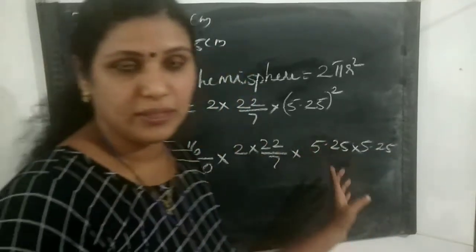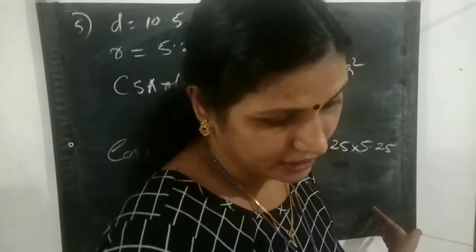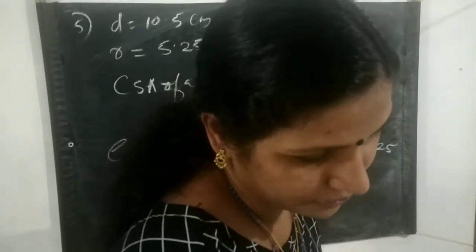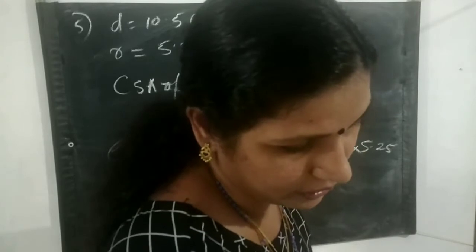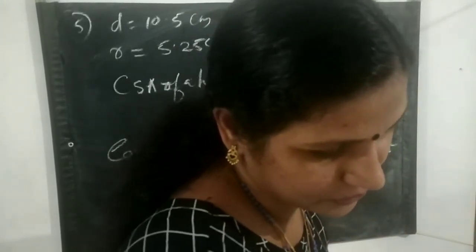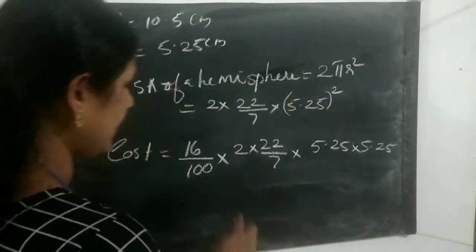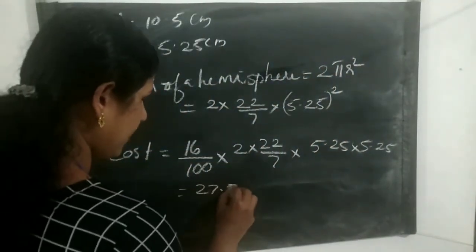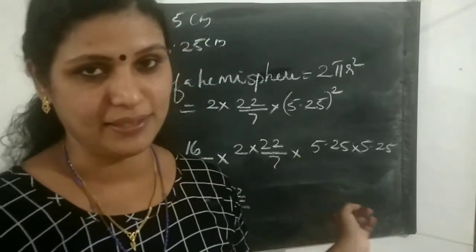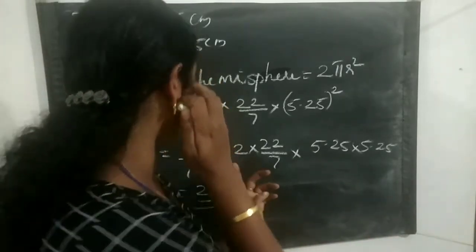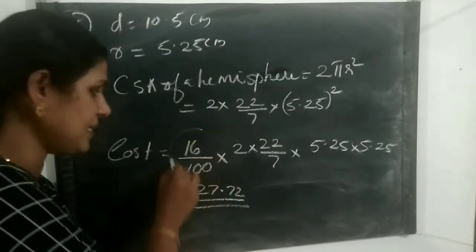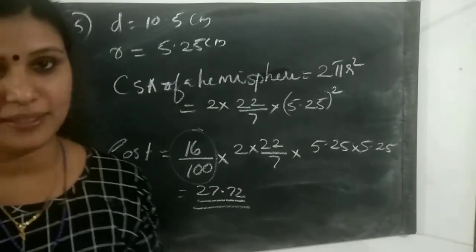5.25. Then you get the answer. Cost, I don't know if it is correct or not, so you just find the answer. Here it is 27.72 rupees. You just multiply this, then you get the answer. First you multiply by the CSA, then you multiply this 16 by 100.